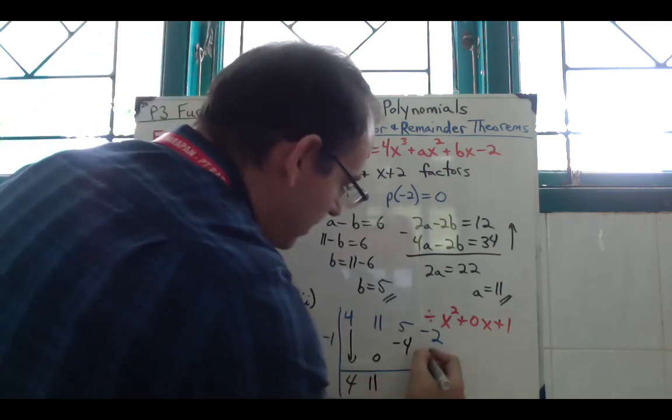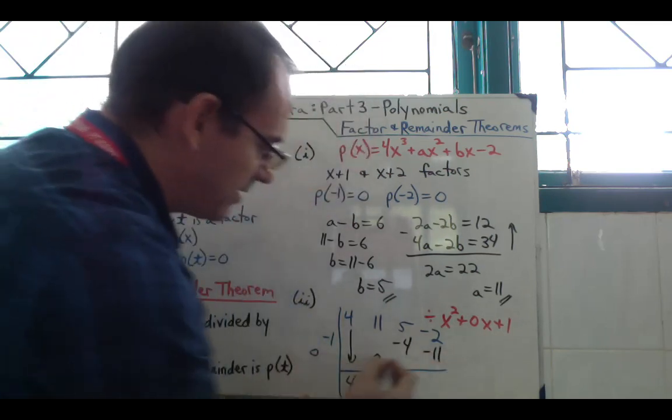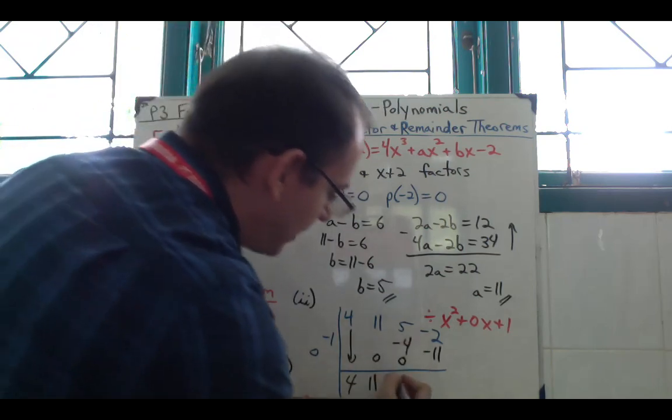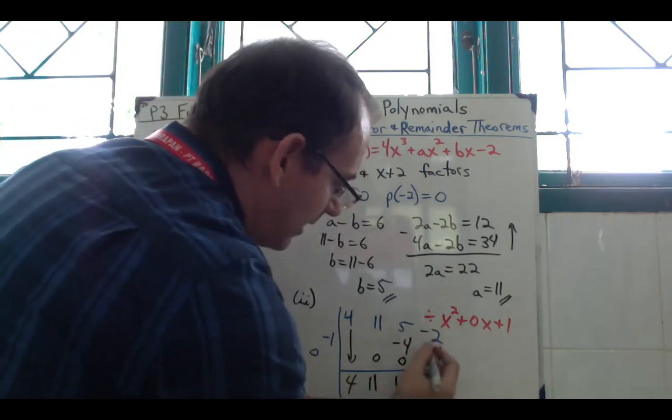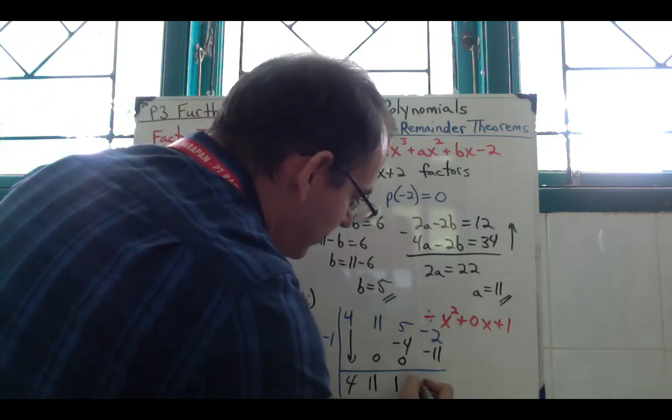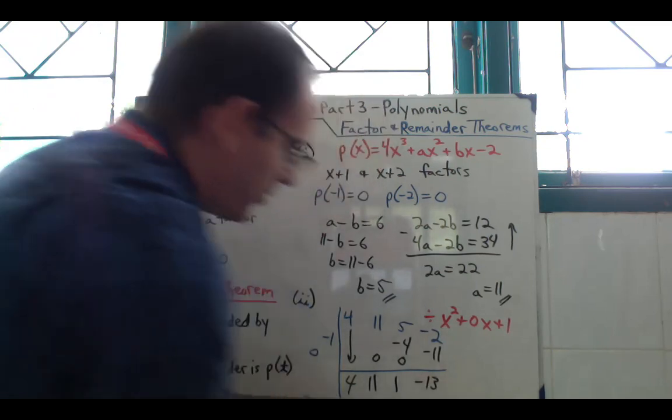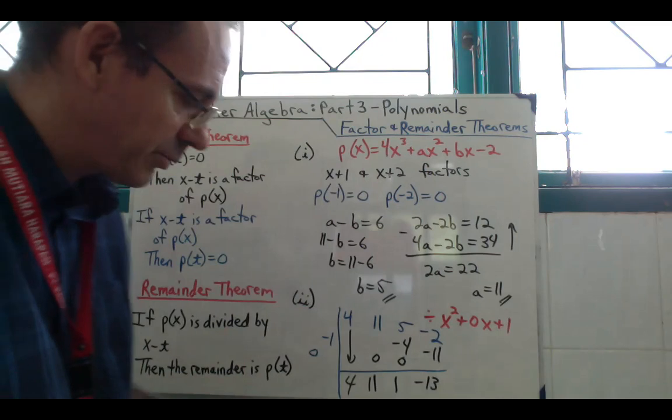Multiply 11 by -1, you get -11. 11 times 0 is 0. 5 minus 4 is 1. And -2 minus 11 is -13. Now, where is the remainder?